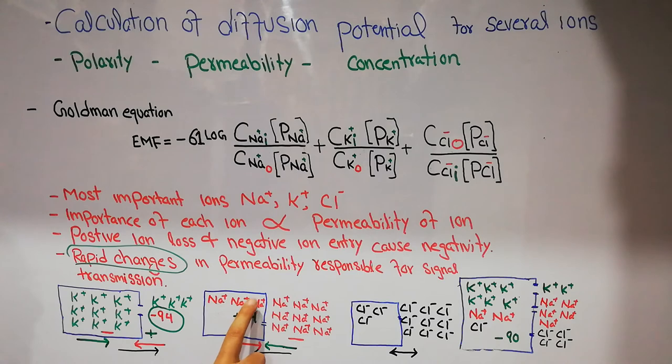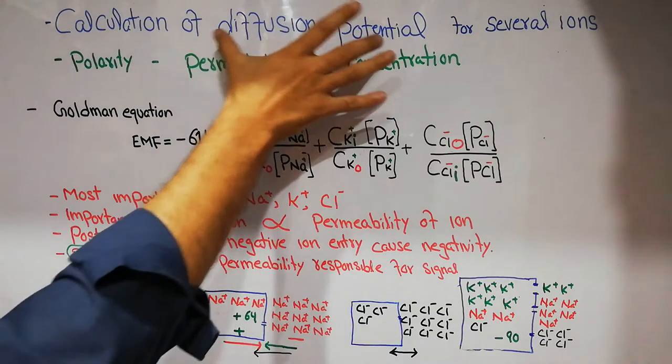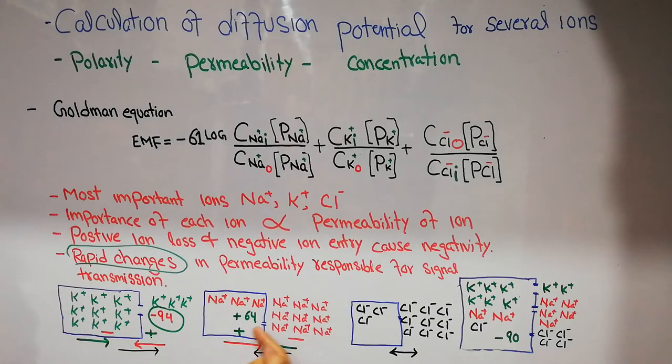Now consider that this cell membrane is permeable to sodium only. We discussed that the amount of sodium outside the cell is more as compared to inside the cell. If it is allowed to move due to the concentration gradient, the positive sodium ions will come inside the cell. But as soon as the positive charges start coming inside the cell, positivity is generated inside, and this charge, the diffusion potential, will not allow more sodium ions to come in.